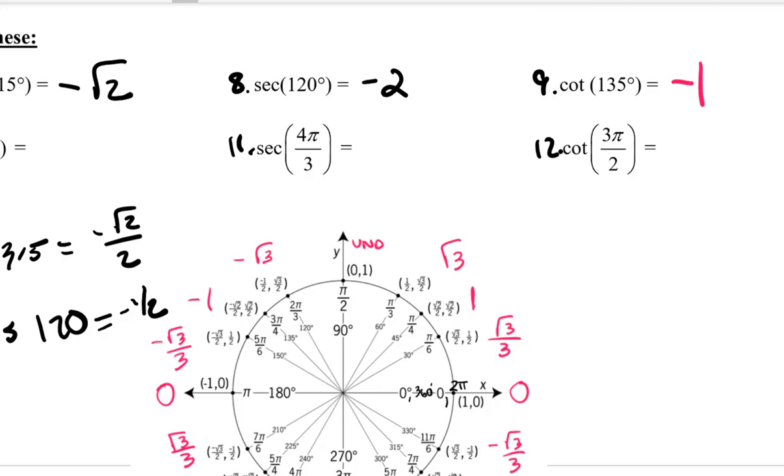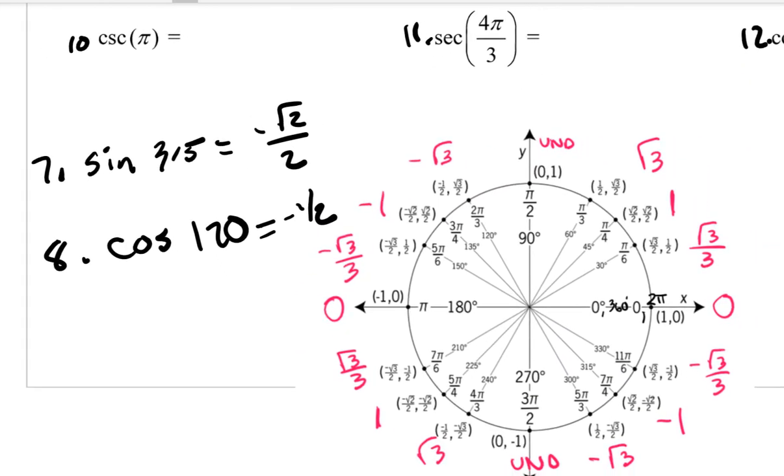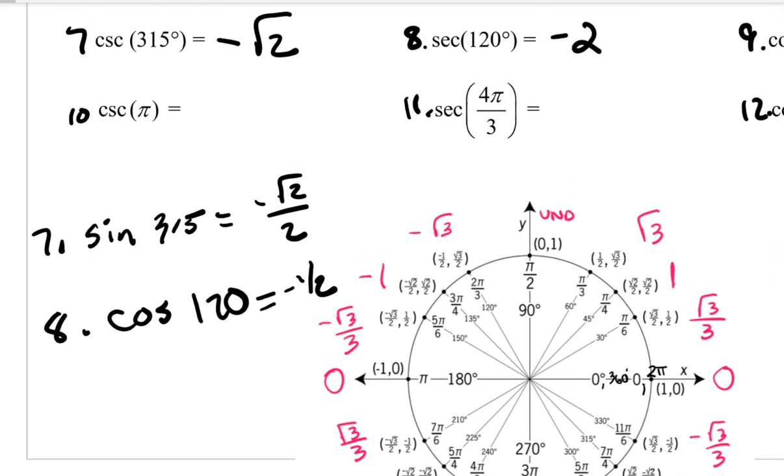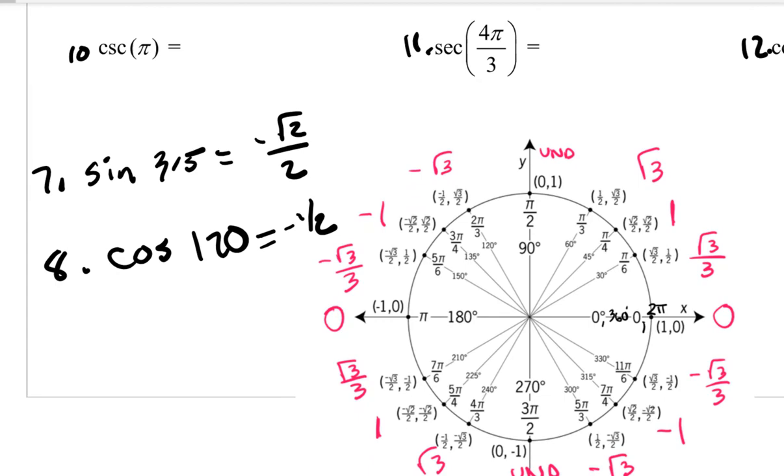Nothing to do there. All right, and then we have cosecant of pi. For number 10, I'm thinking cosecant of pi. Cosecant goes with the sine value. If I look at pi, the y value is 0. And the reciprocal of 0, well, there is no reciprocal of 0. So that value we would say is undefined.